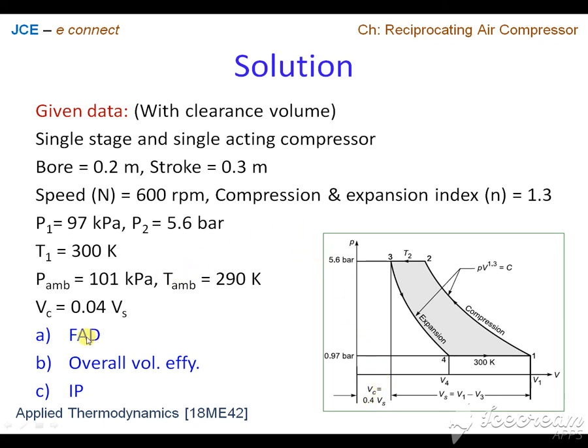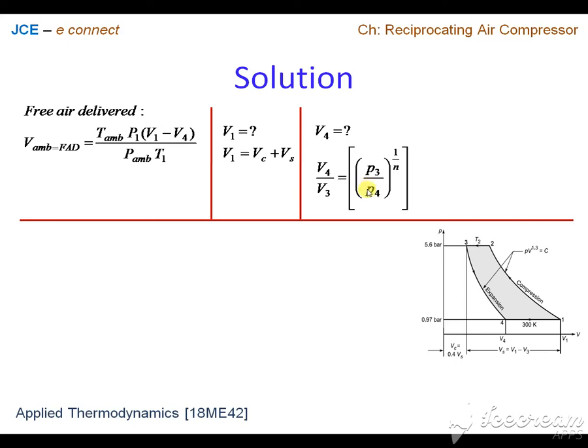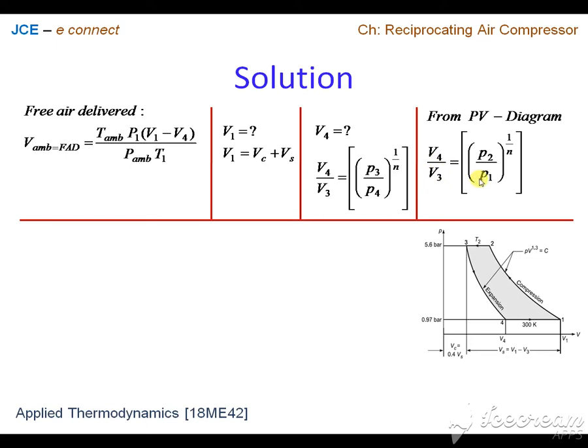Now calculating first the free air delivery, we have a straightforward equation, and in this equation we know the temperatures and pressures related to suction and ambient. However, V1 and V4 are the volumes which we are supposed to calculate. V1 corresponds to the total volume, therefore V1 is equal to clearance volume plus swept volume. Further, V4 corresponds to a volume which can be worked out based upon the polytropic equation as shown here, and using the PV diagram, P3 can be expressed as P2 and P4 can be expressed as P1, since they are constant pressure processes. Therefore we have an equation for the volume ratio as shown here.